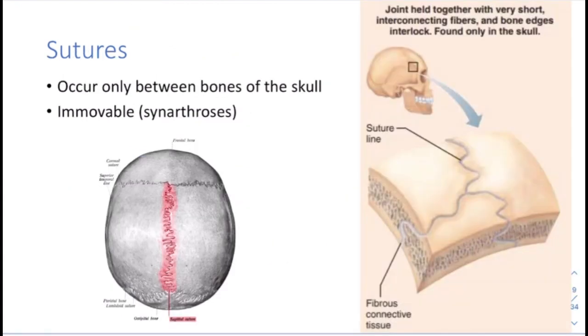Okay, so let's talk about sutures. They're the joints between the bones of the skull. So for example, here we have the sagittal suture. Here we have the coronal suture. Here we have the lambdoid suture. So these are examples of sutures, and this is the first type of fibrous joint, and they are immovable. So sutures are considered synarthroses.